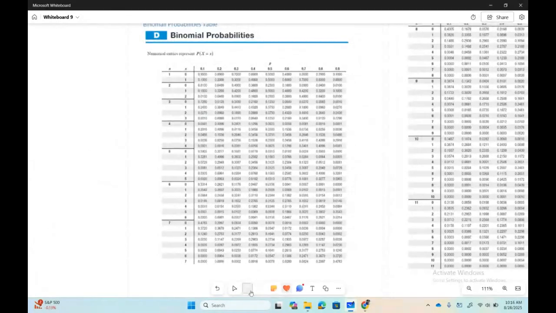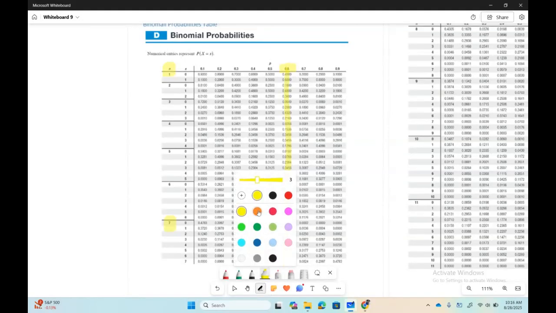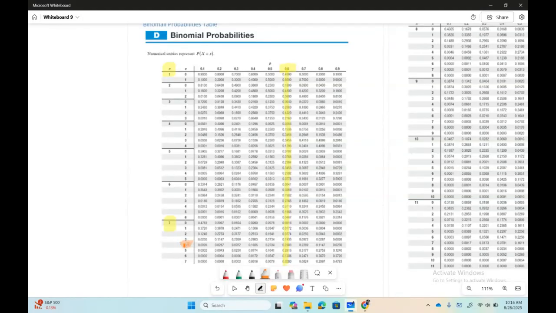So n is 7. Here's the n's. And my probability is 0.6. So I'm looking down this column. Now, the question says we want to know the probability of him making exactly 4 free throws.